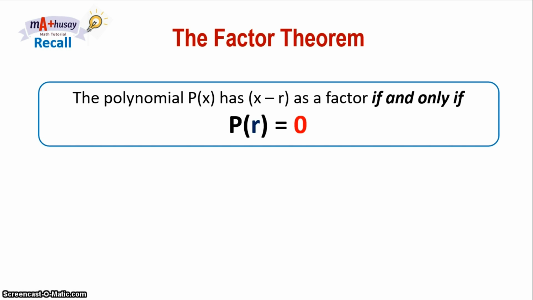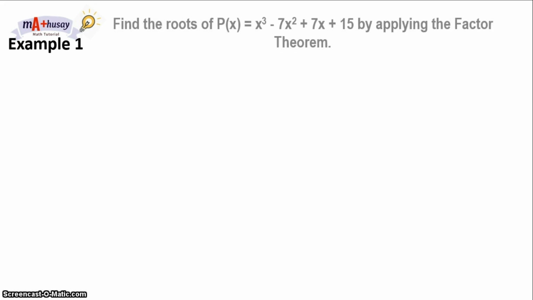To understand the process of finding the roots of a polynomial equation by applying the factor theorem, let's have this example. Example number 1. Find the roots of p of x equals x cubed minus 7x squared plus 7x plus 15 by applying the factor theorem. As I said, we have to test whether x plus 1 is a factor or x minus 1 is a factor. If we identify that either of the two is a factor, then we have to solve for the depressed equation.